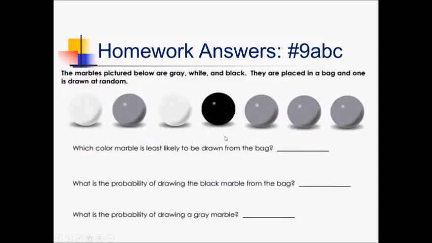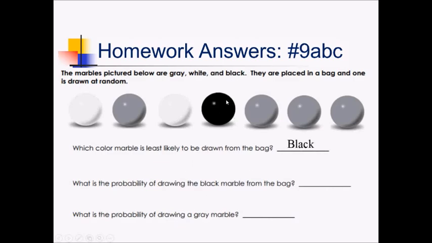For this multi-step problem, we have some marbles pictured below here, and they're placed in a bag, and we pick one at random. So it looks like we've got 2 white marbles, 4 gray marbles, and 1 black marble. We want to know which color is least likely to be drawn from the bag. That's going to be whatever marble has the fewest representatives here, and that would be the black marbles, of which there's only 1.